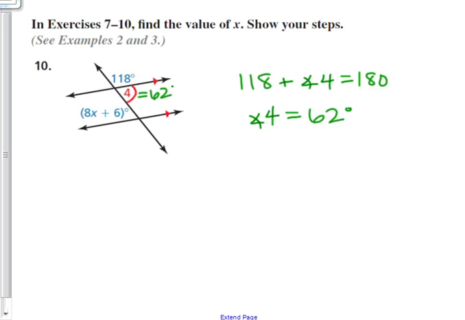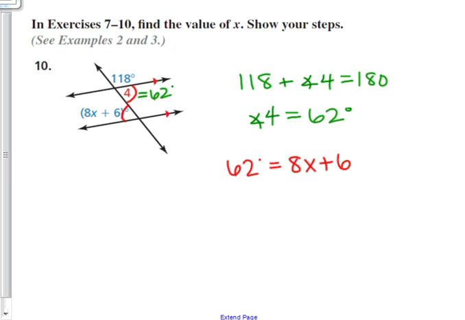Now I'm working with this angle, and those actually do have a relationship. Those are both interior angles, but they lie on opposite sides of the transversal, so those are considered alternate interior angles. And there's a theorem about alternate interior angles that says alternate interior angles are congruent. So I can set those equal to each other. I know my new angle of 62. I'm going to set that equal to 8x plus 6.